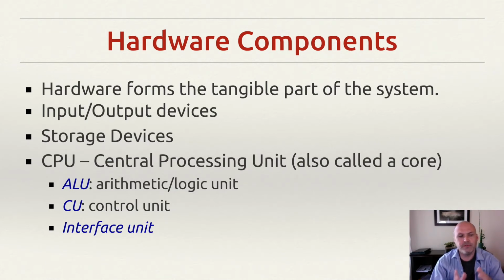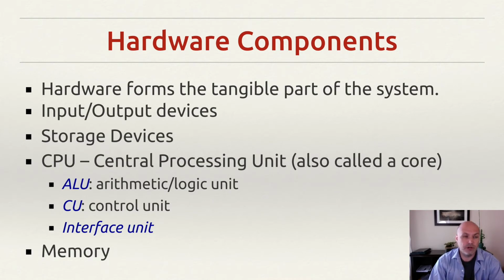The CPU is the brain of the computer. It's the heart of the computer. It's where most of the important stuff, quote unquote, is going on. We need to interface the CPU with the rest of the computer. So that's the job of the interface unit. It allows the CPU to talk to things like memory, to talk to I/O or input and output devices. It allows information to flow in and out of the CPU.